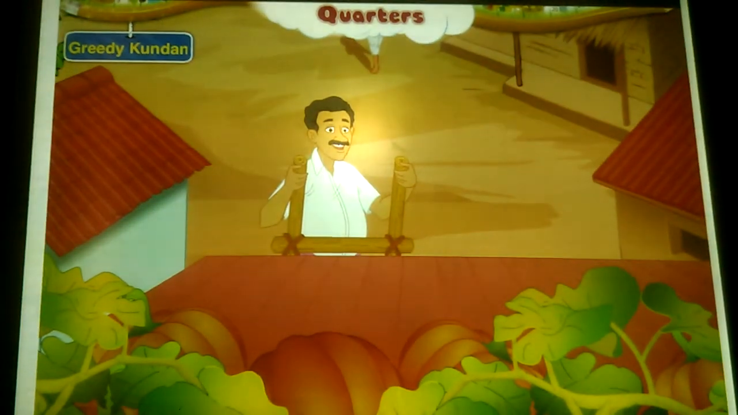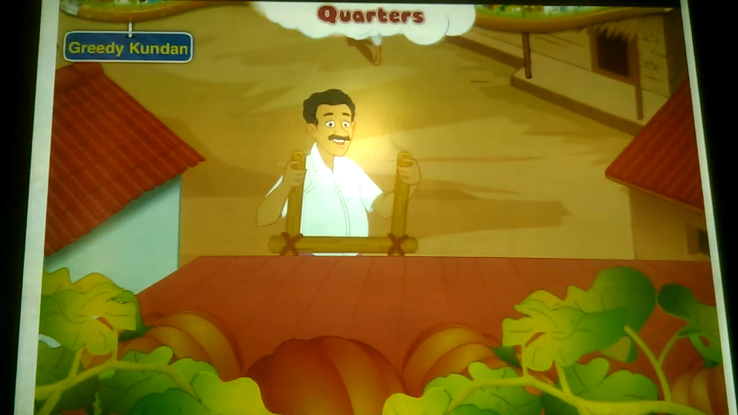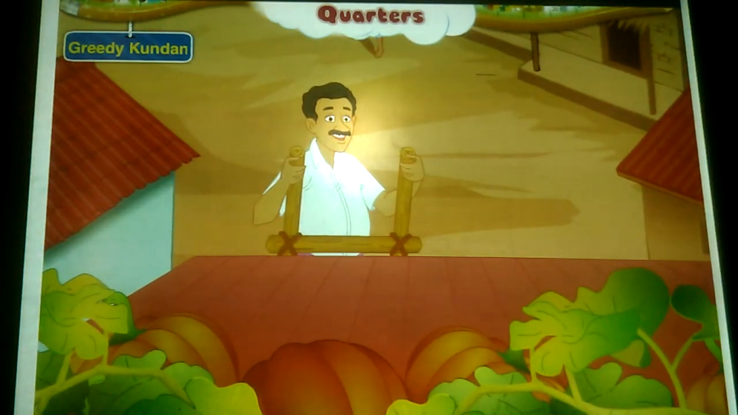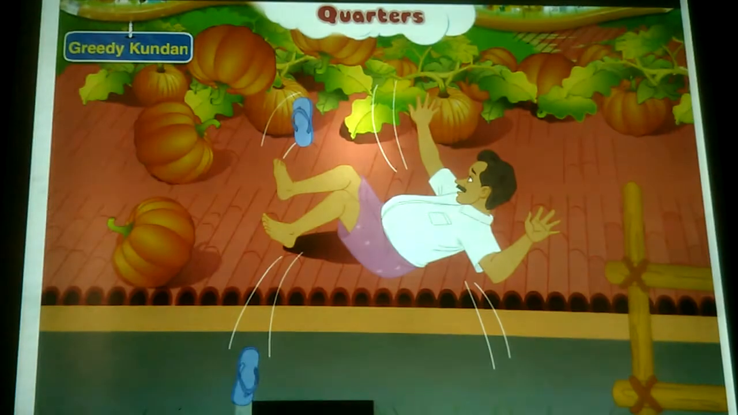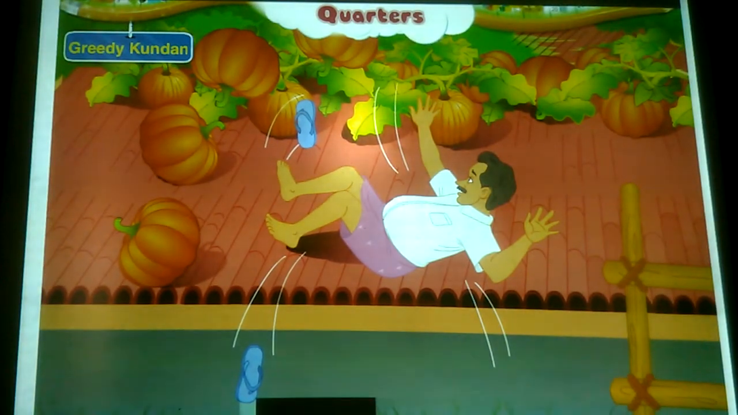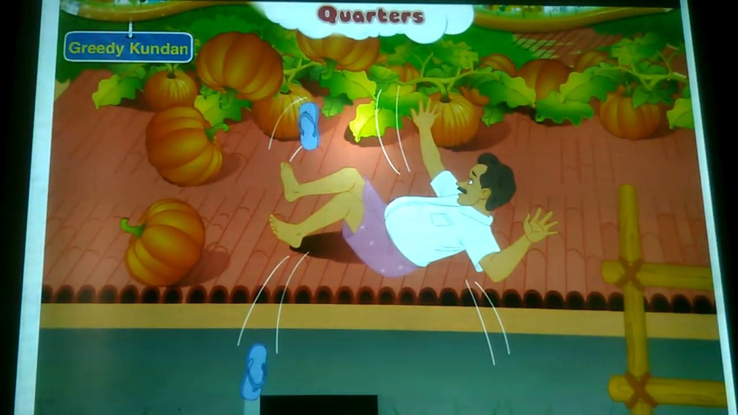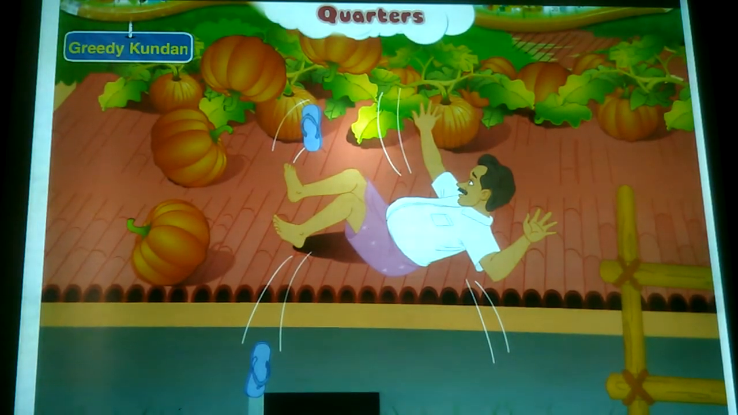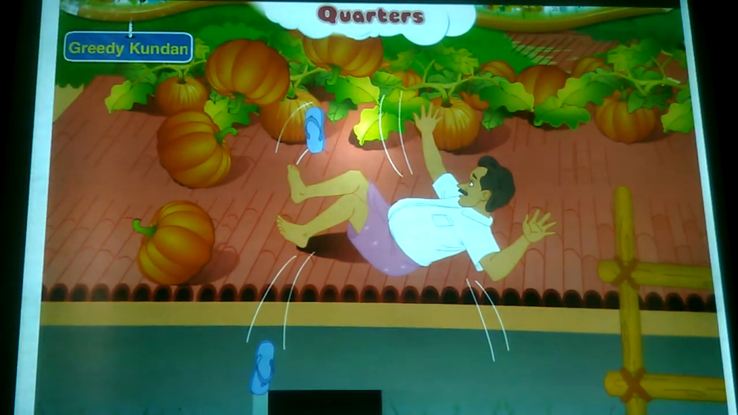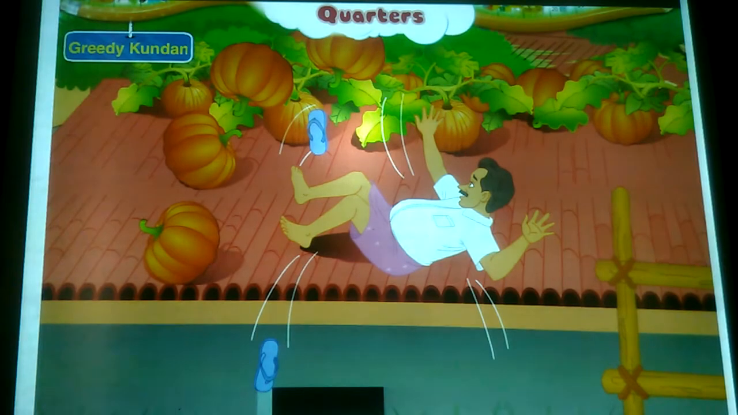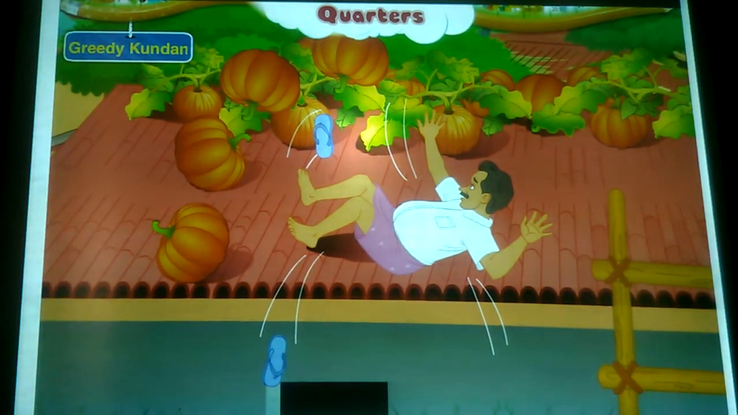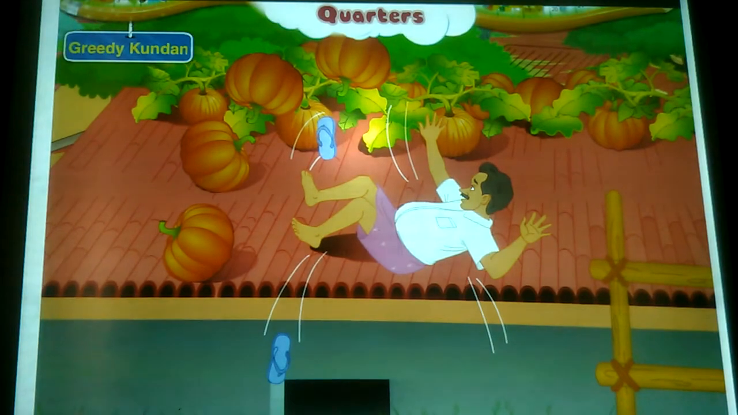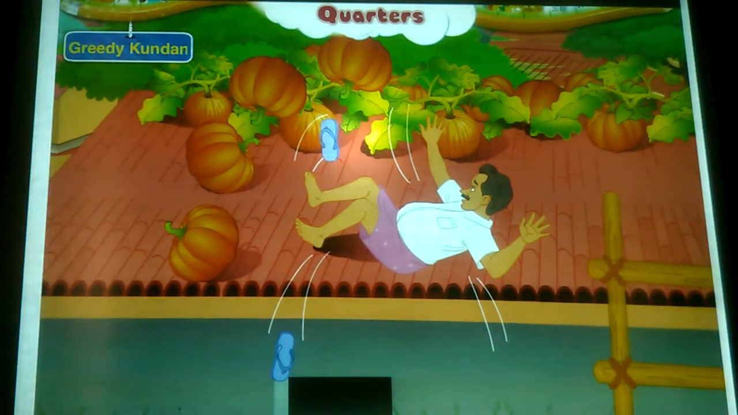Kundan is very, very happy. He climbs the roof of that house and alas, he slips and falls down. He did not get the pumpkin but had to spend rupees 10 to get the medicines for his injuries. Thus, without getting the halwa, the miser Kundan's 10 rupees were used.